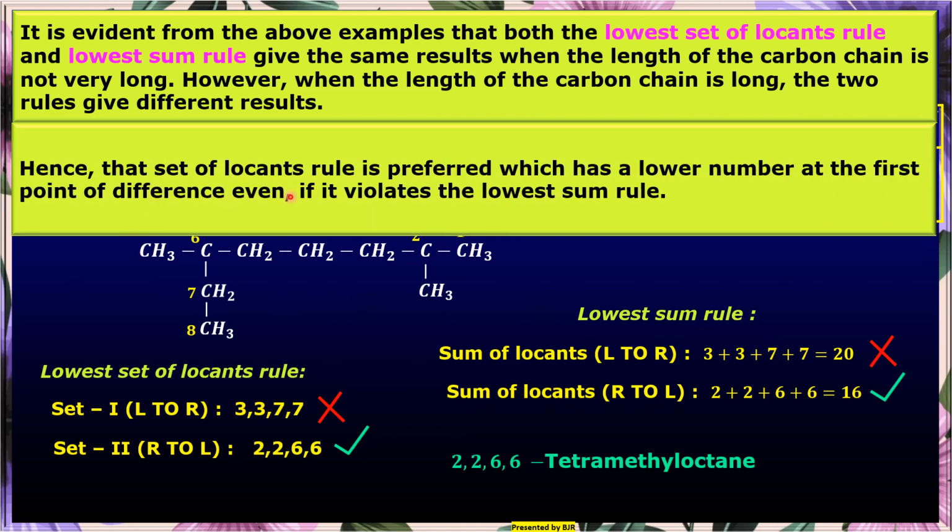Hence, that set of locants rule is preferred which has a lower number at the first point of difference, even if it violates the lowest sum rule. Okay, so whenever these two rules are not giving the same result, then we have to rely only on the lowest set of locants rule, even though it violates the lowest sum rule. That is, lowest set of locants rule is more preferable than lowest sum rule. Okay.